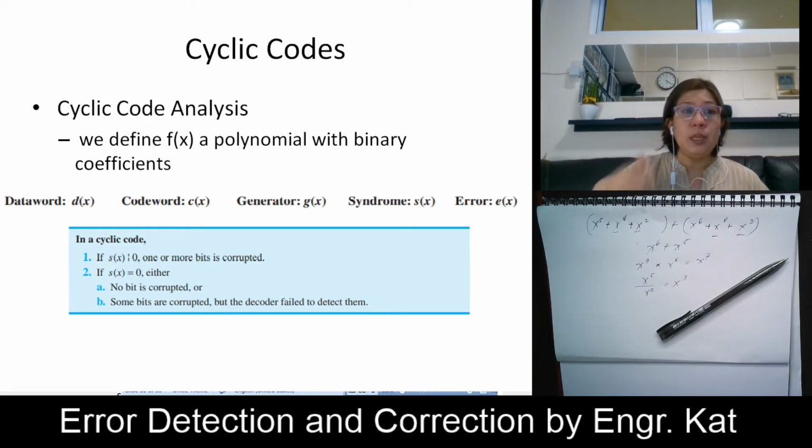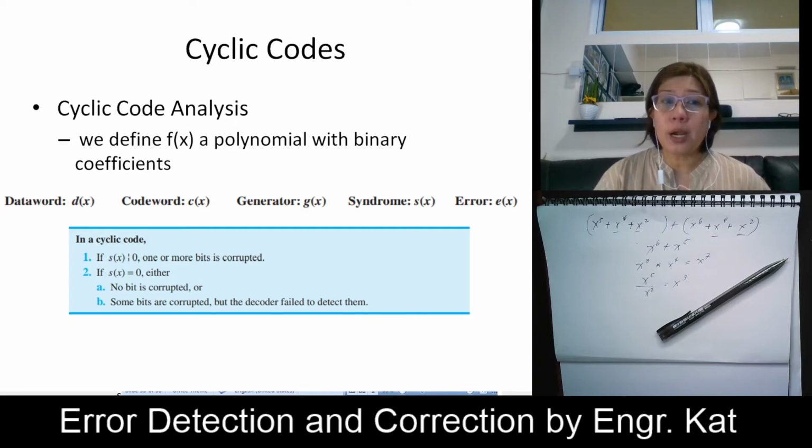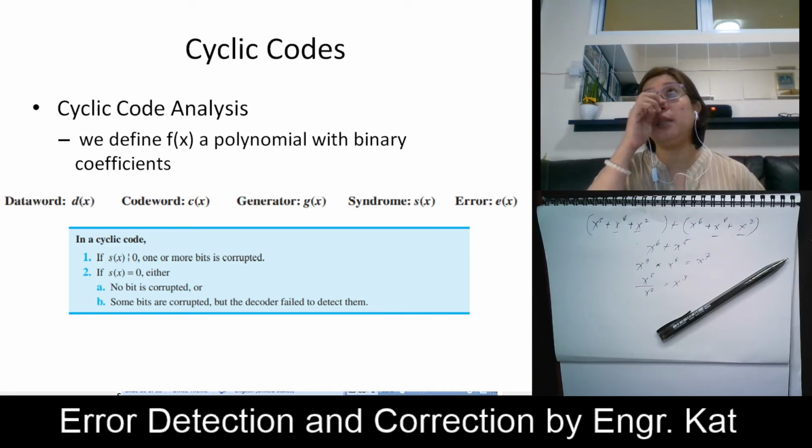If s of x is not 0, or your syndrome is not equal to 0, then one or more bits is corrupted, which means there is an error. However, if s of x is 0, it can be either of two ways. The first is there is no bit corrupted, or the decoder failed to detect any errors. So we do not right away conclude that no error was detected. It can either be that there really is no corrupted bit, or there is an error but it was not detected.